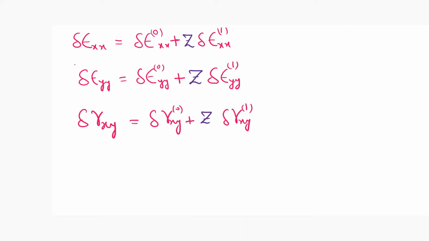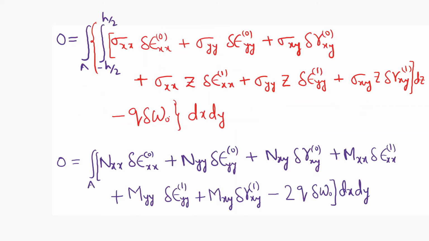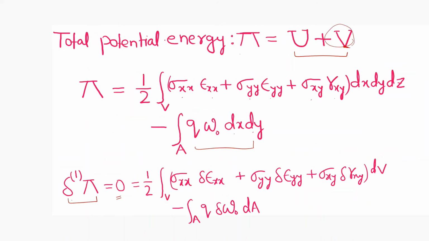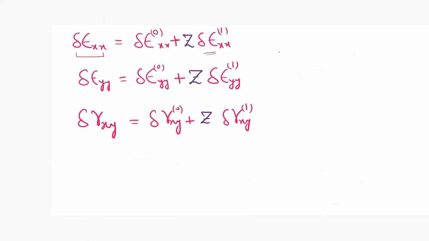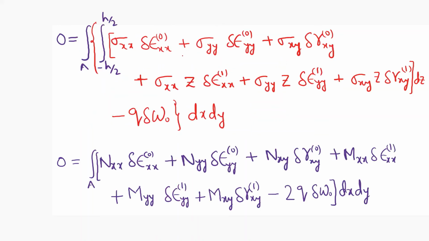We know that the first variation of epsilon xx is nothing but delta of epsilon naught xx plus z times delta of epsilon xx 1. Similarly, epsilon yy and gamma xy have been shown, and now we put these values in the equation as we have seen. Suppose we give the equation a name; suppose this is equation B, so we will put the equation B values in equation A.